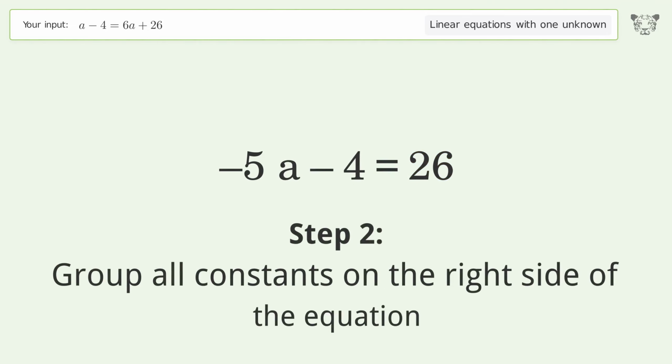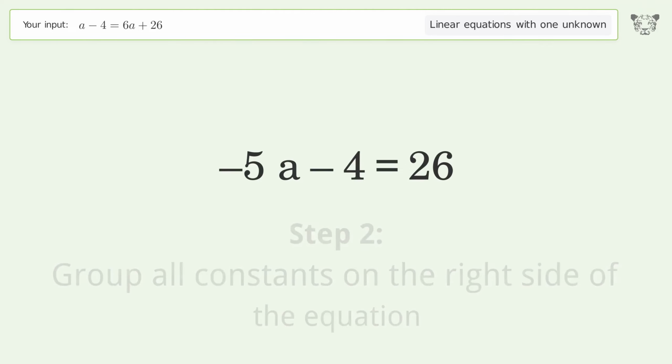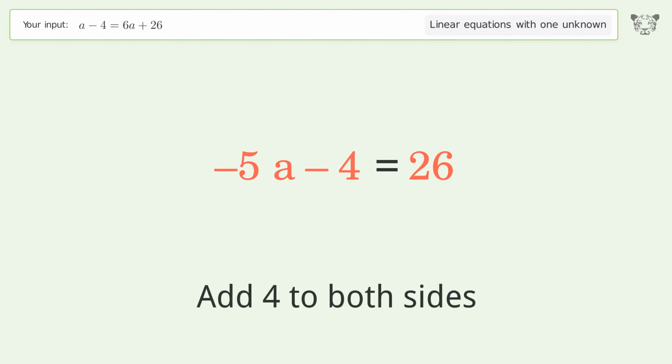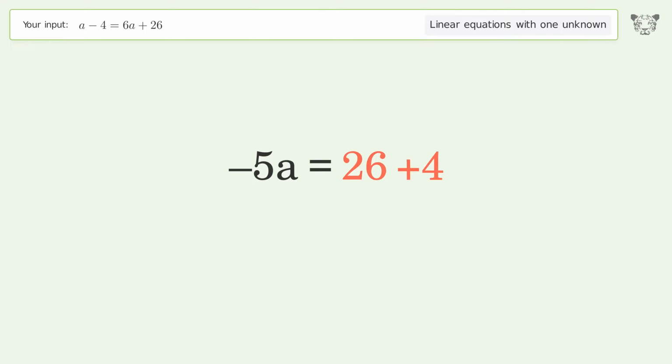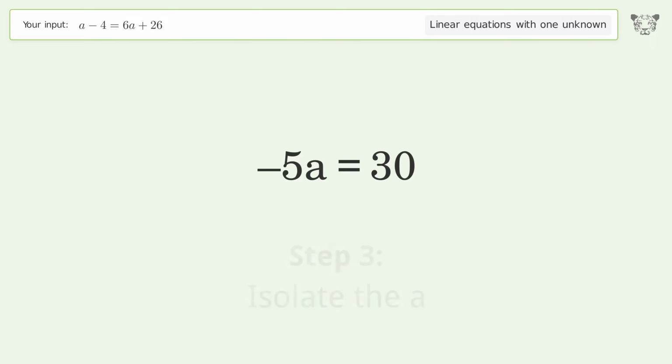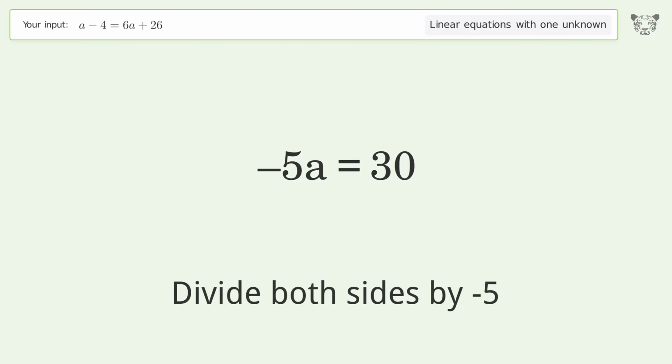Group all constants on the right side of the equation. Add 4 to both sides. Simplify the arithmetic. Isolate the a. Divide both sides by -5.